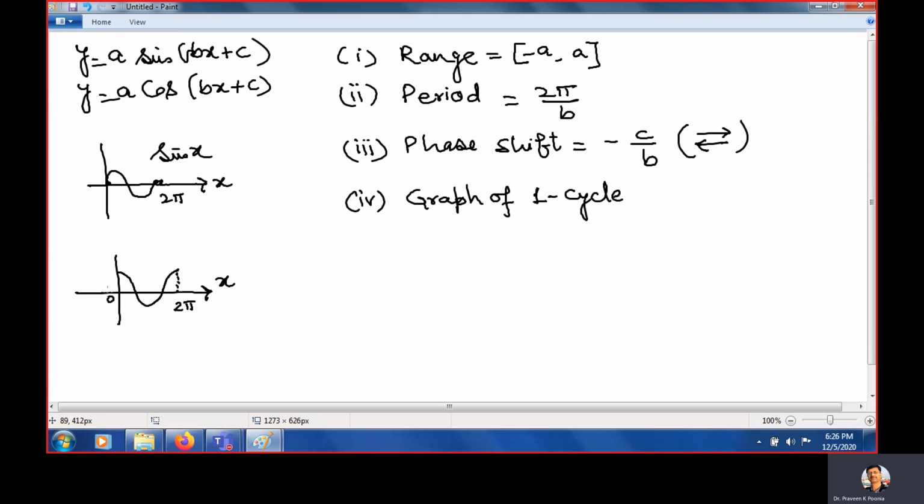But if A, B, C are there, then what is the length of the graph, meaning where does the graph start? Look, the sine graph starts at 0, but the cosine graph starts at 1. But where will the graph of sin x and cos x start if there is a phase shift? If the phase shift is 0, it will start at the same place. Clear? But if there is a phase shift, it will start at -c upon b, and it will end at -c upon b plus the period 2 pi upon b. This you need to remember. This is the starting point.